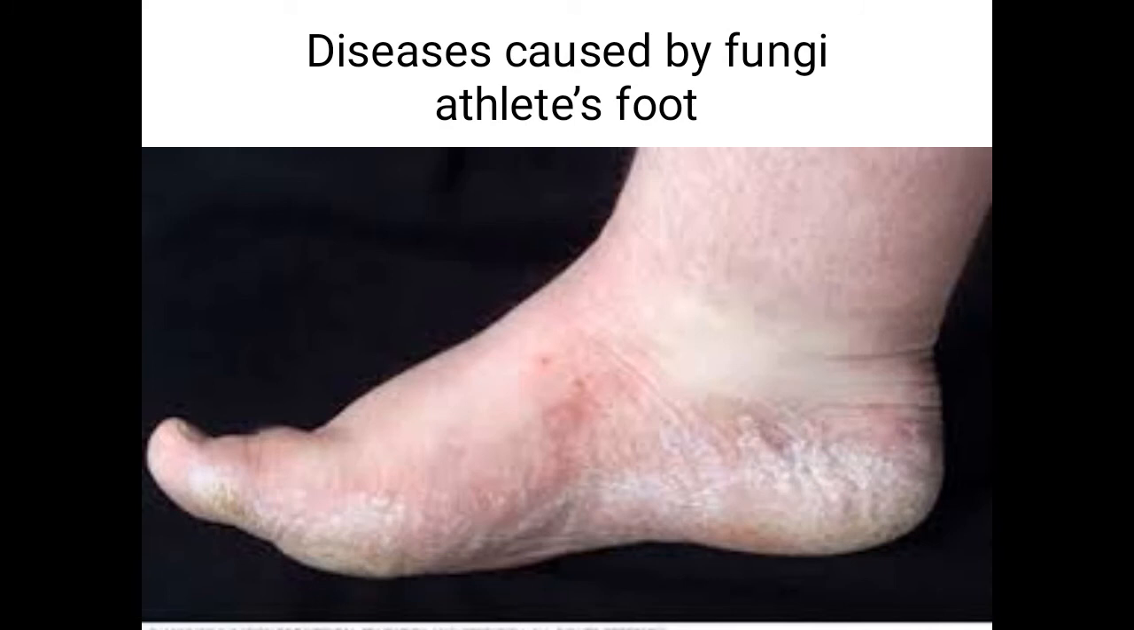Look at this foot. It is also infected, but this time it is fungi. Yes, this is the disease which is called athlete's foot, and in this the skin becomes flaky and itchy. This is caused by fungi.